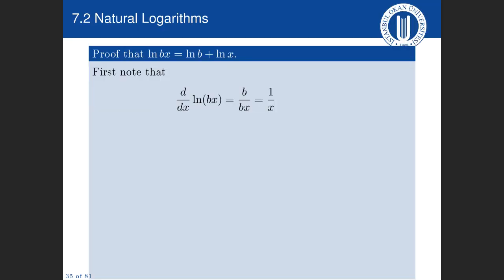Okay, so let's prove some of these rules. I want to prove that ln of bx is ln b plus ln x. Well, the first thing to note is, and we've done this already, but I'll leave it for you to check, the derivative of ln bx is b divided by bx. Cancel the b's, we get 1 over x. But that's the same as the derivative of ln x.